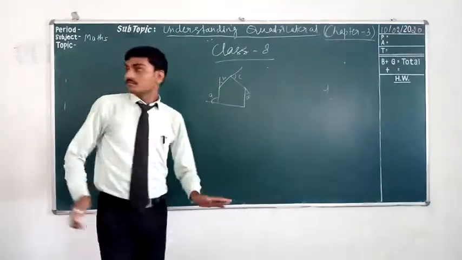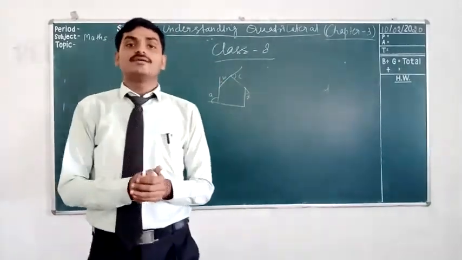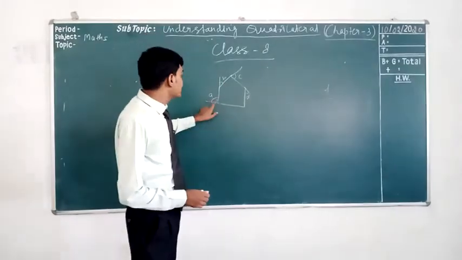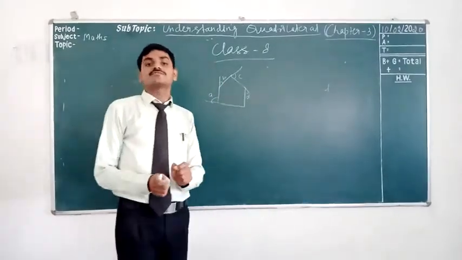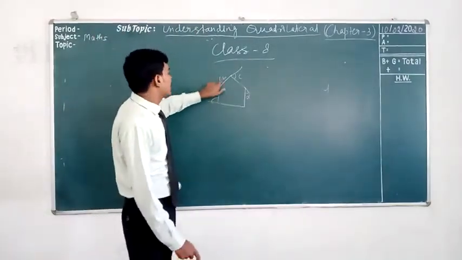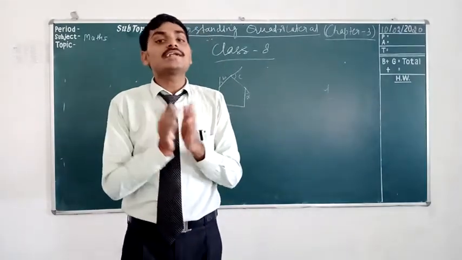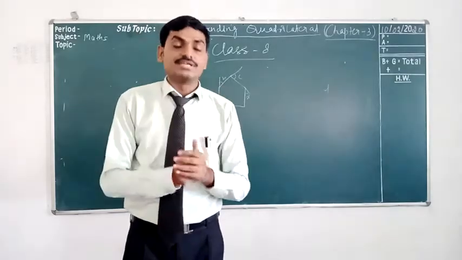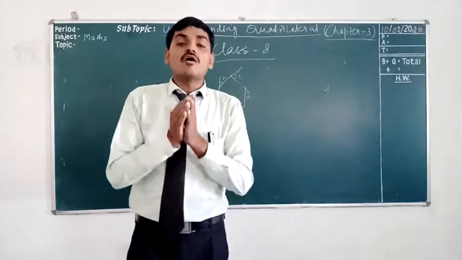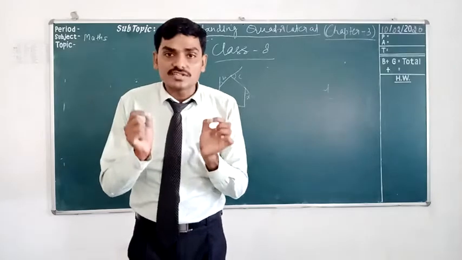Okay, this is the exterior angle of the polygon. This is the exterior angle because it is present exterior to the polygon, exterior to the pentagon. If we sum the exterior angles of any polygon, we always get 360 degrees. That is, the sum of exterior angles of any polygon is equal to 360 degrees.